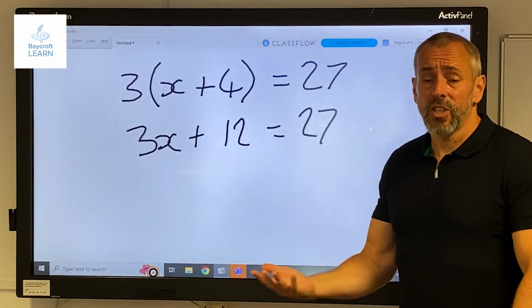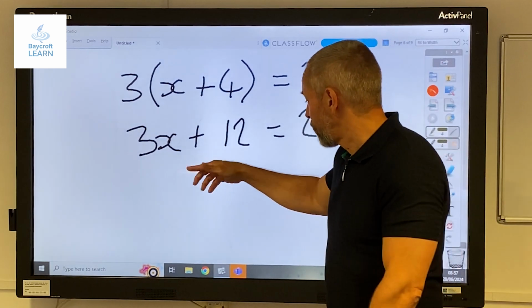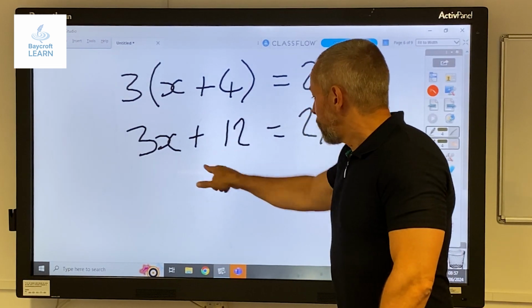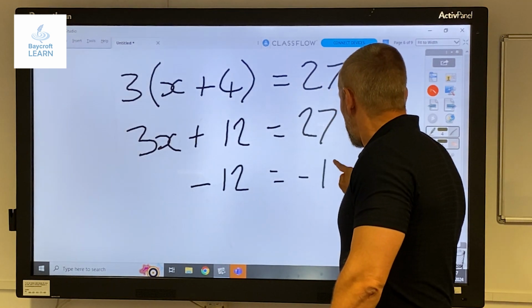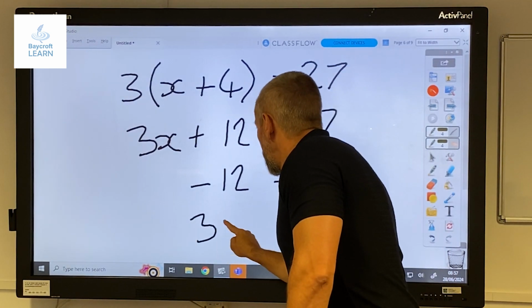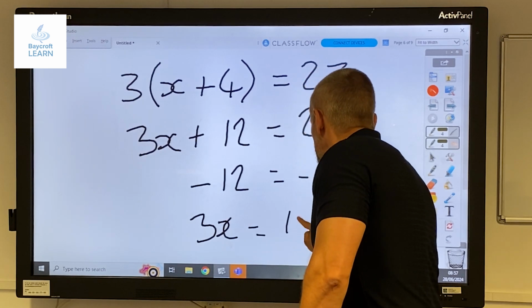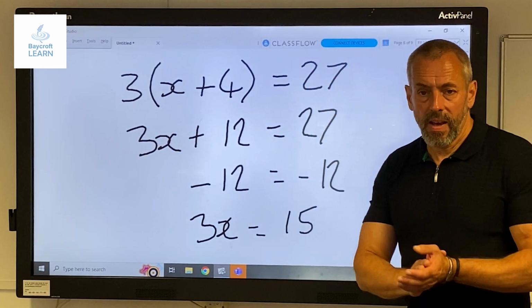And then we just work out the equation the same way we've already been doing. We need to get rid of this 12, which means we get rid of 12 on this side, which gives us 3x equals 15, and then we can work out the value of x.